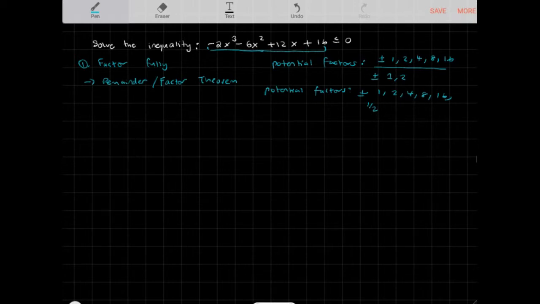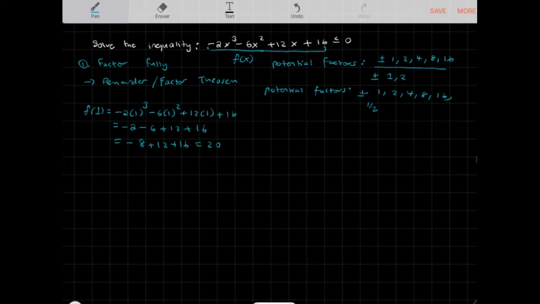So you want to test some of these values out, right? So let's start with plus minus 1. I'm going to start with f of 1. I'm going to pretend that this is f of x. So if I plug it in, I get negative 2 times 1 cubed minus 6 times 1 squared plus 12 times 1 plus 16. This gives me negative 2 minus 6 plus 12 plus 16, and you can notice that this is negative 8 plus 12 plus 16. This is equal to 20.